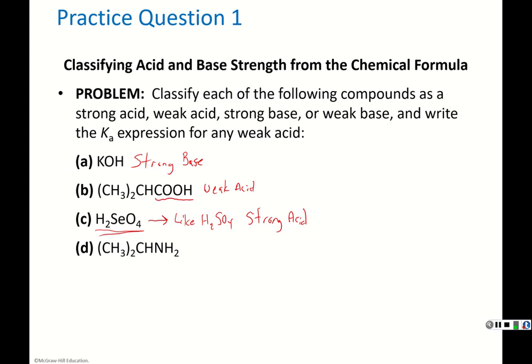And then finally, we have this group, (CH3)2CHNH2. This is an organic molecule with an amine group on it. Remember, those amines are weak bases.